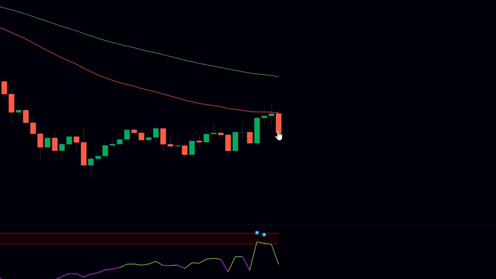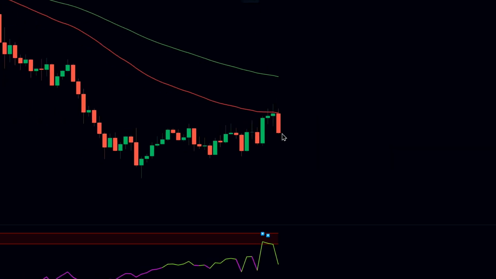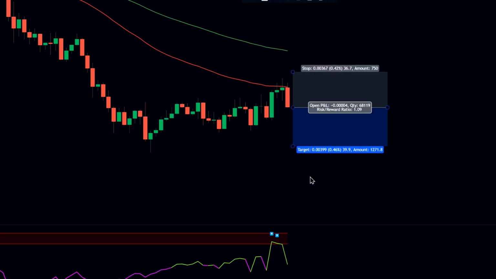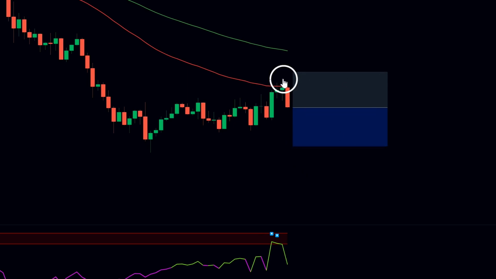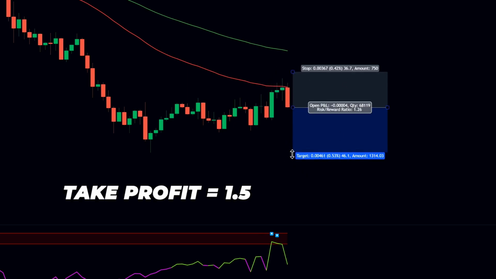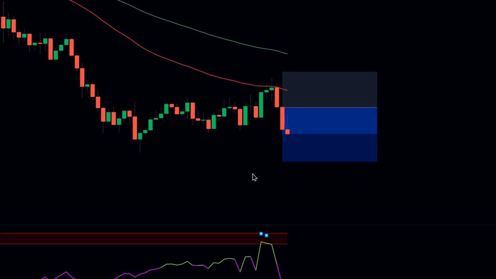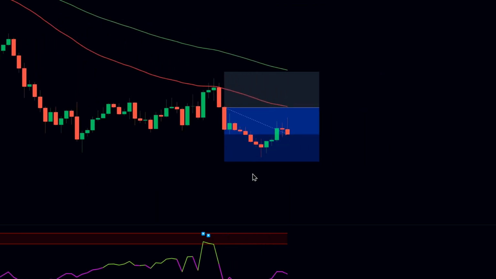In this case, the first red candle was engulfing, so we entered a short position, placed the stop loss above the recent swing high, and the take profit at 1.5 times the risk. This trade also turned out profitable.